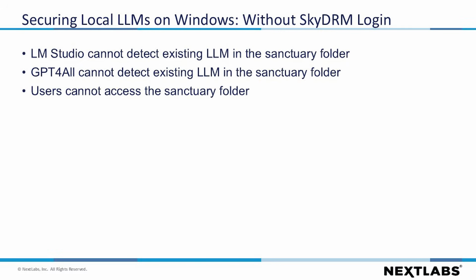In the first use case, we will see how to secure local LLMs on Windows without a SkyDRM login. For example, an attacker, another user on the machine, or any process running without a valid SkyDRM session. In this state, LM Studio and GPT-4All cannot detect any existing LLM in the sanctuary folder, and users cannot access the sanctuary folder. Let's move into the demo.